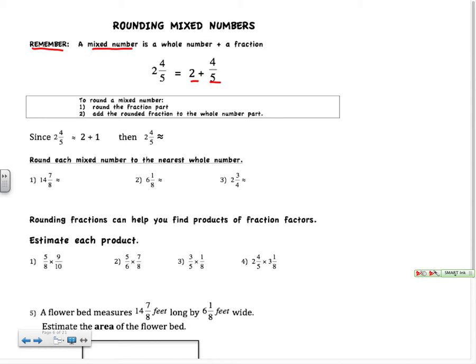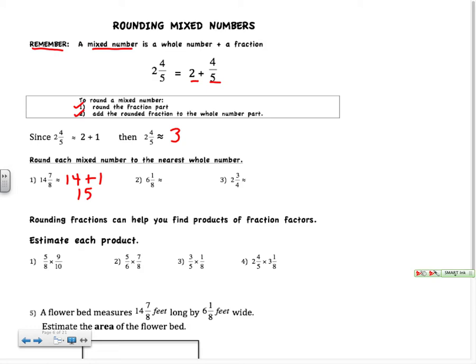So to round a mixed number, we need to focus on the fraction part. So we would round the fraction part and then add that rounded fraction to the whole number part. So let's look at our example. Since 2 and 4/5 is about 2 plus 1, then 2 and 4/5 rounds to 3. Look at it as 14 plus, and I know 7/8 is about 1, so 14 plus 1 is 15.